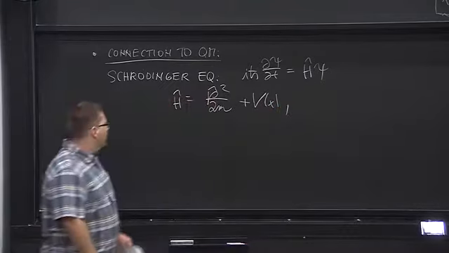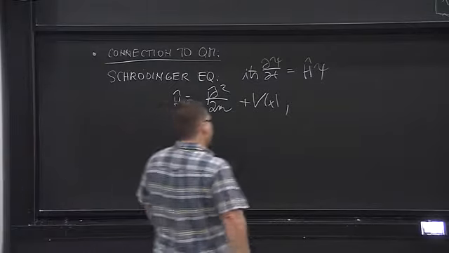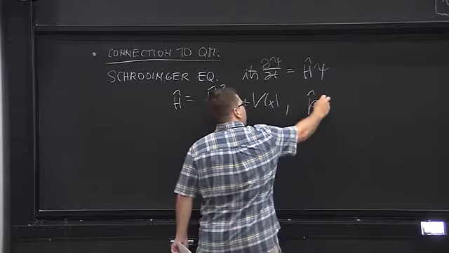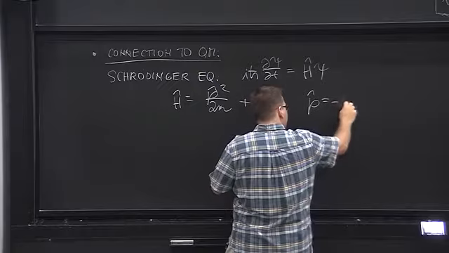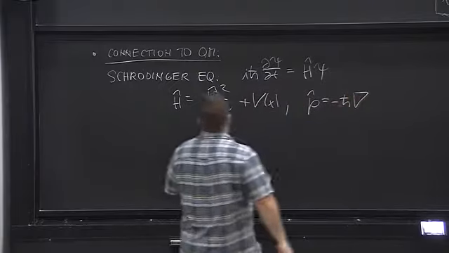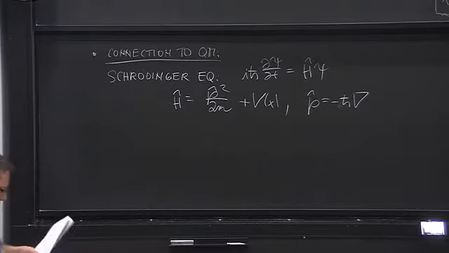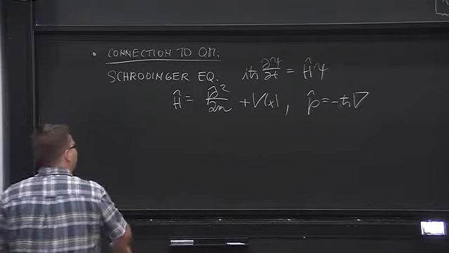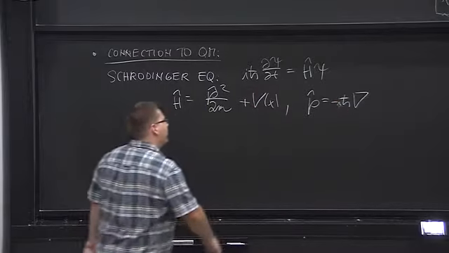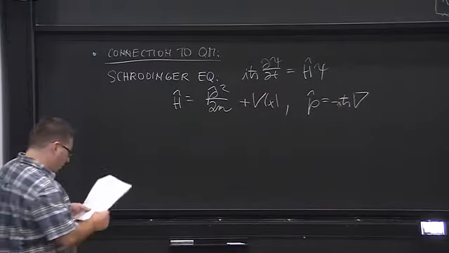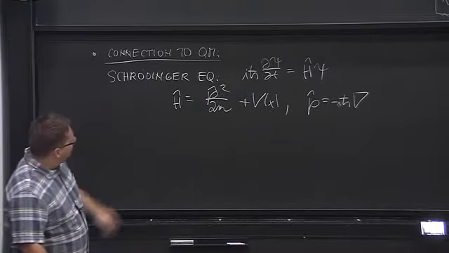And in the x representation, the operator P is nothing else than the gradient. So P hat is minus i h bar gradient. Is there an i here? Yes, there's an i. Okay, so anyway, very good.